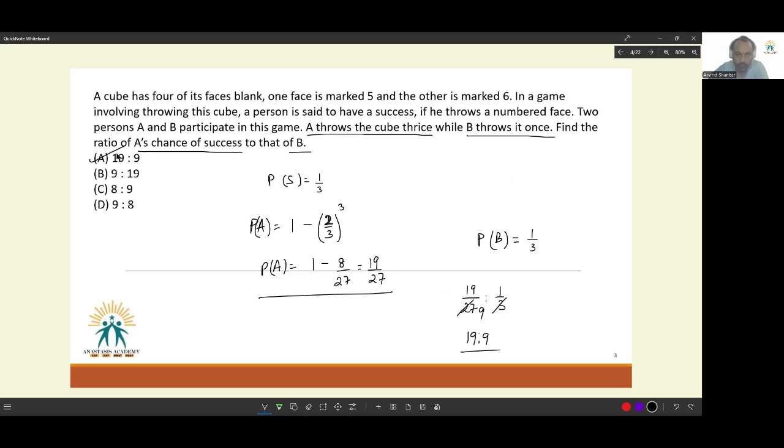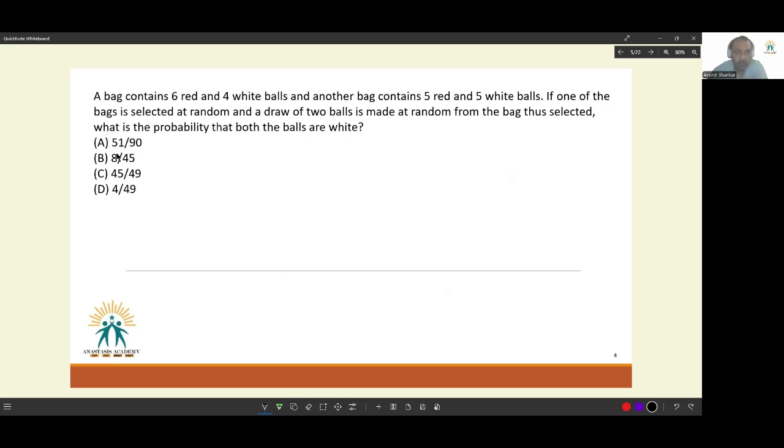Okay. Next question. A bag contains 6 red and 4 white balls, and another bag contains 5 red and 5 white balls. If one of the bags is selected at random and a draw of 2 balls is made at random from the bag thus selected, what is the probability that both the balls are white? Okay. Probability of selecting the first bag is half.